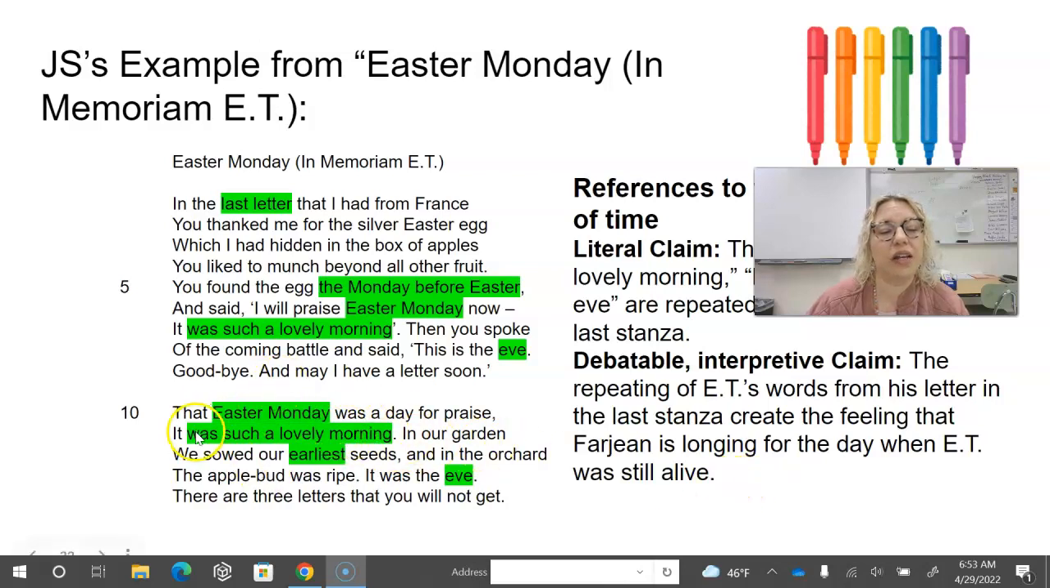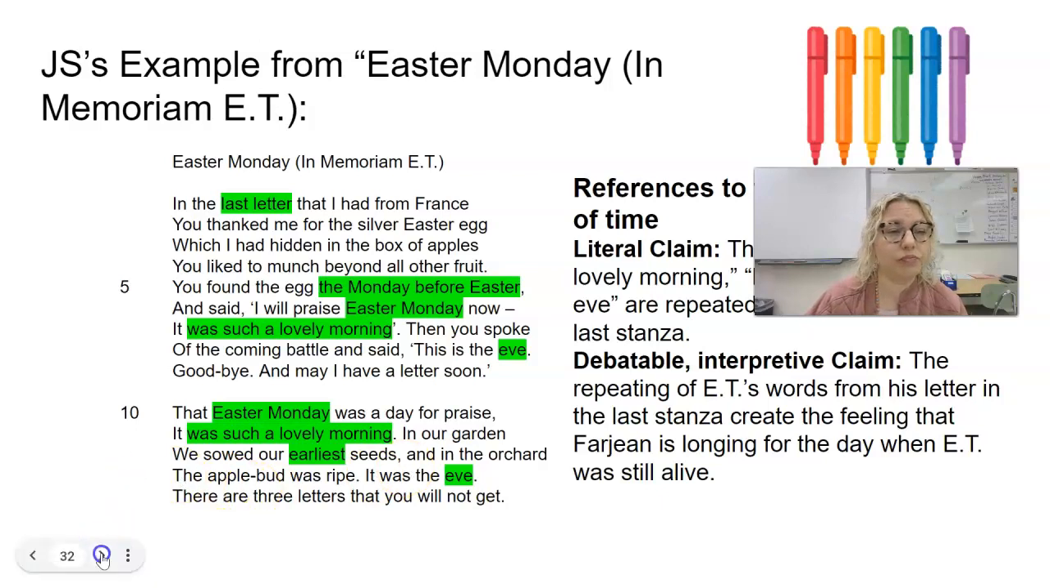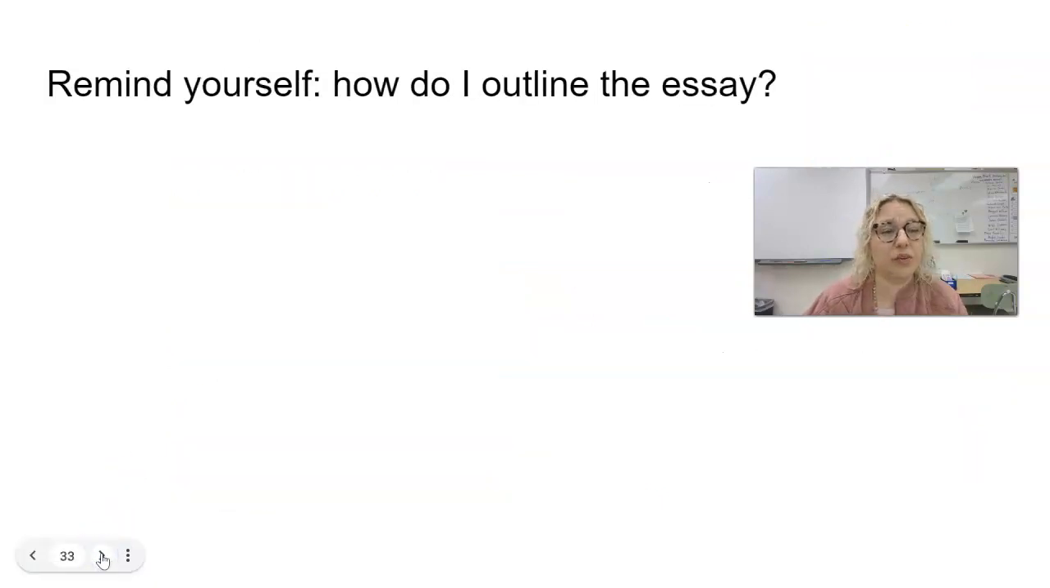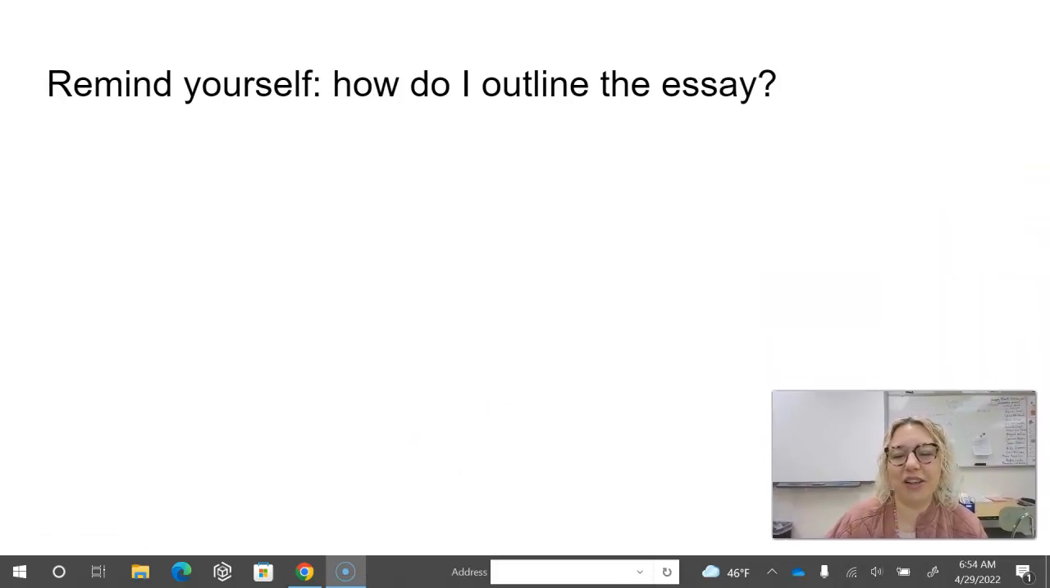So it's almost creating this echo, right, from the actual letter that E.T. wrote, as she is now on her own thinking of a new Easter Monday, this time without him. Okay. Next question, remind yourself: how do I outline the essay?